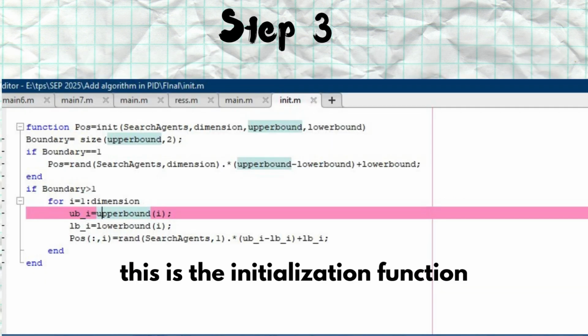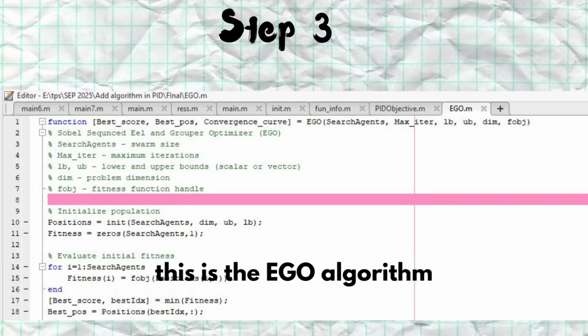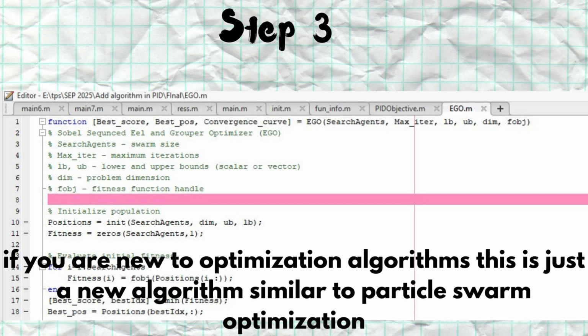This is the initialization function. This is the EGO algorithm. If you are new to optimization algorithms, this is just a new algorithm similar to particle swarm optimization.